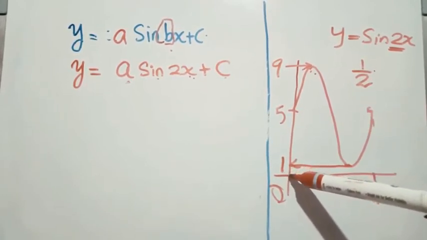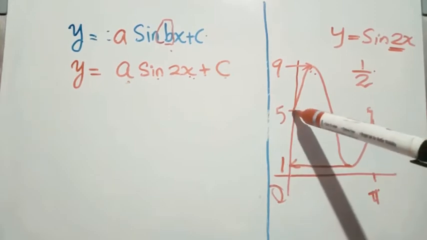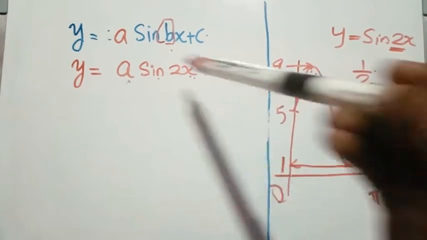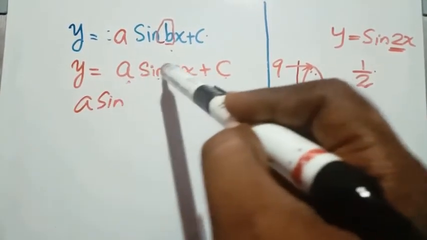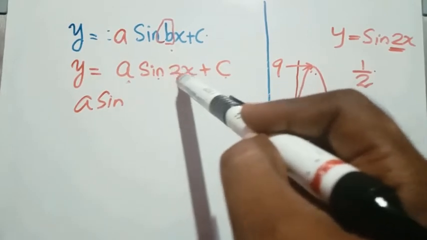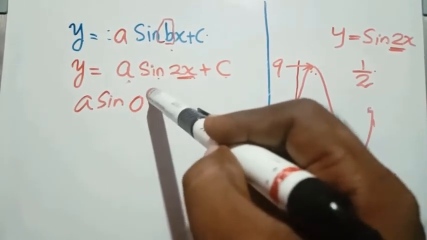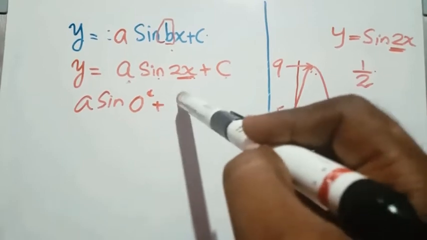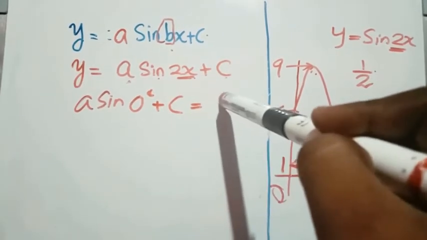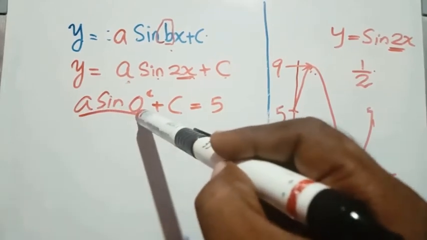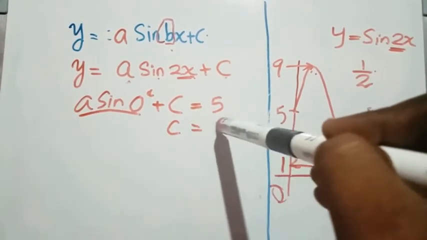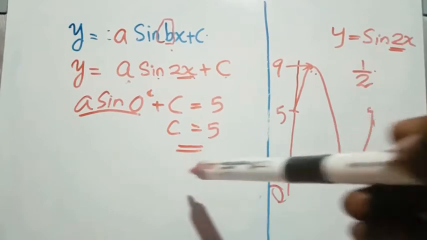Even another simple way to find the value of a and c is, let's check when the angle is 0 radian, the y value is 5. That means a sin(0 radian) plus c is equal to 5. So sin 0 is always 0. So we get c is equal to 5 as result.